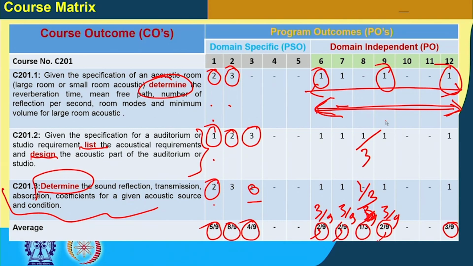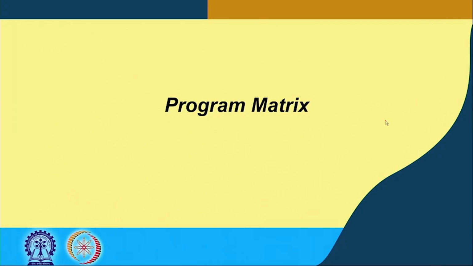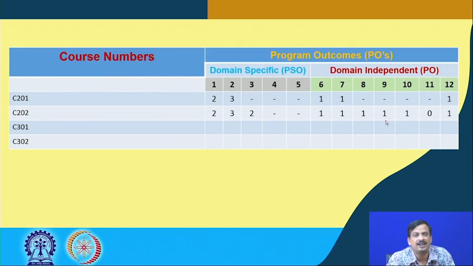Okay. So, now I go to the program matrix. When I develop the program matrix, the same principle applies. I put 3 when it is highly matched, above 70%. I put 2 when it is moderately matched, maybe 30% to 70%. I put 1 when it is matched within 30%. If it does not match, I put a hyphen.